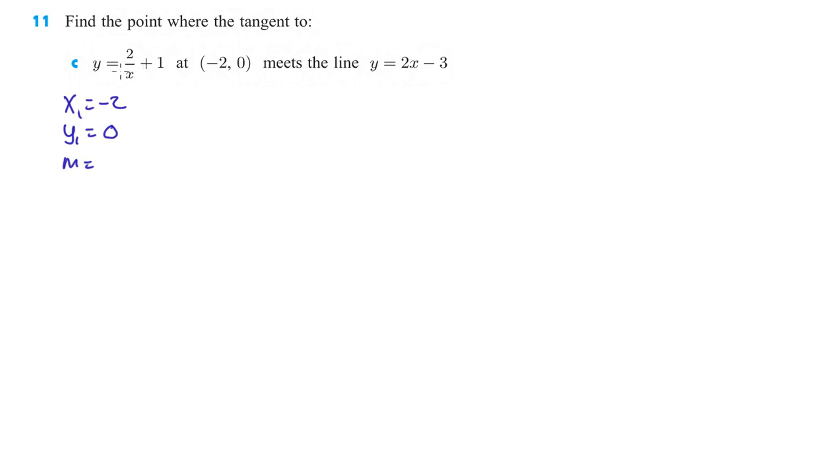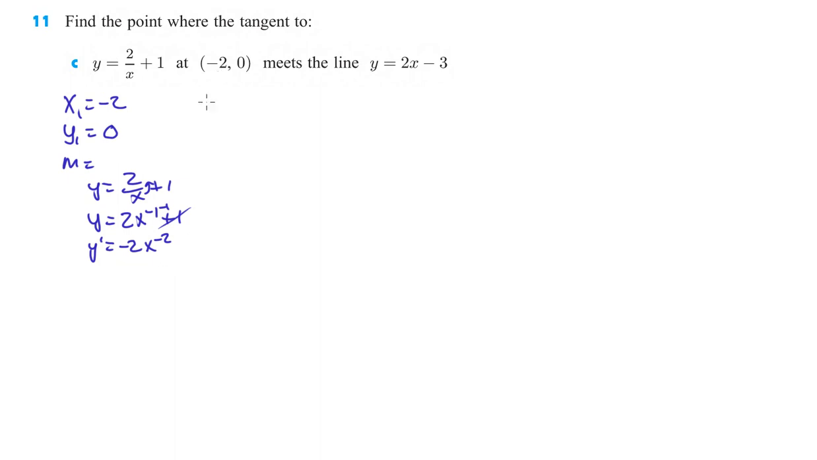So to find the slope, we got to do the derivative, right? Y equals 2 over x plus 1. Want to move that x up first. So it's y equals 2x to the -1st plus 1. Now let's do the derivative. -1 times 2 is -2. We subtract 1 from that, so that's x to the -2nd. Derivative of constant is 0. So there's our derivative function.